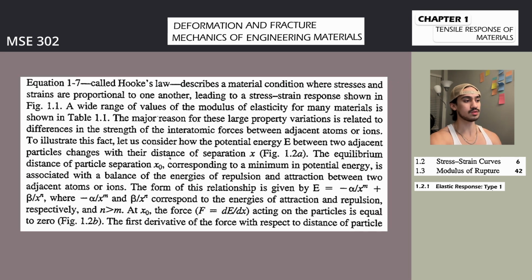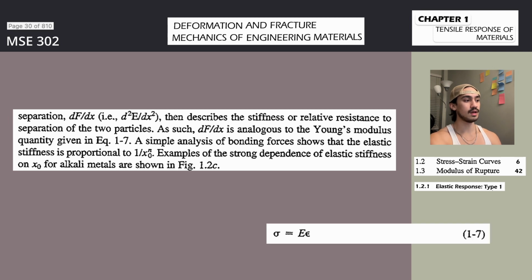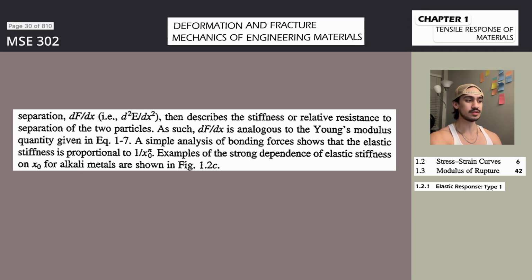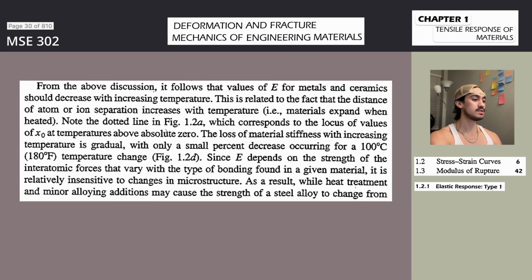The first derivative of the force with respect to distance of particle separation, df over dx, then describes the stiffness or relative resistance to separation of the two particles, such that df over dx is analogous to the Young's modulus quantity given in equation 1-7. A simple analysis of bonding forces shows that the elastic stiffness is proportional to 1 divided by x naught to the power of n. Examples of the strong dependence of elastic stiffness on x naught for alkali metals are shown in figure 1.2c. From the above discussion, it follows that values of E same value in table 1.4 for E of 111 and E of 100.